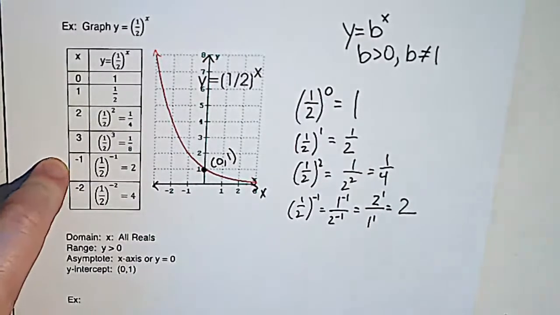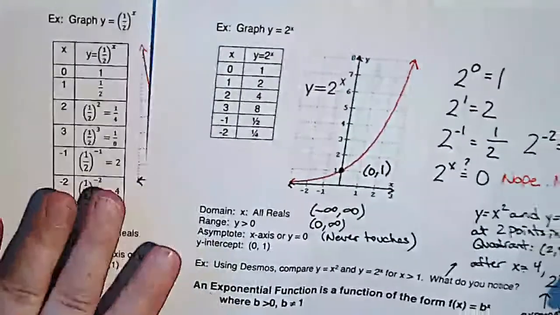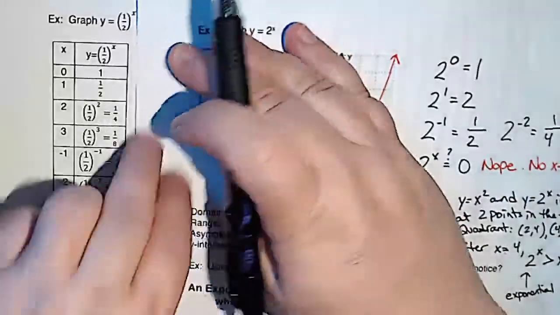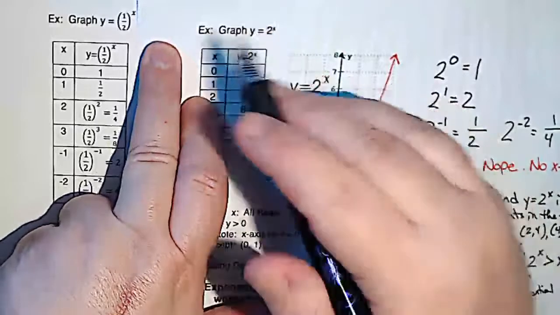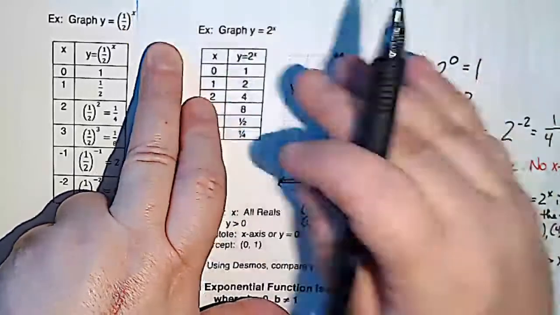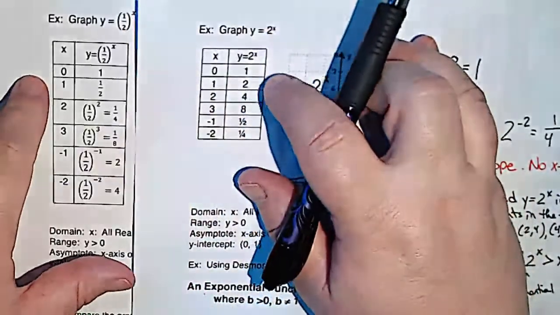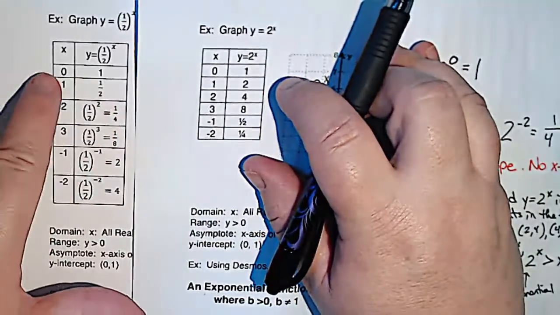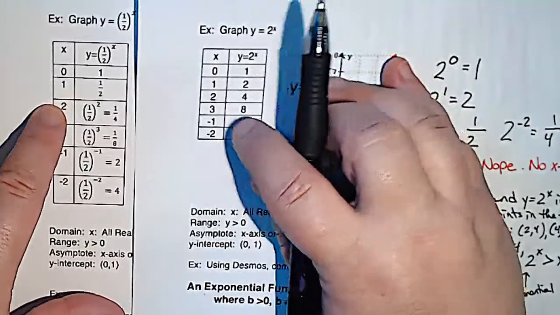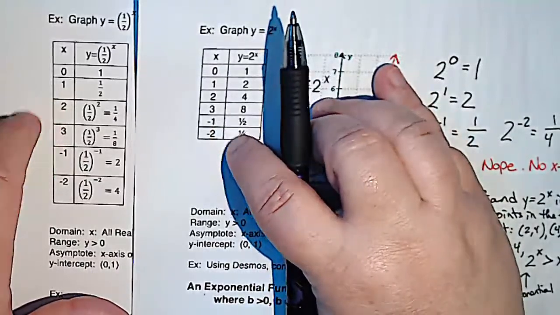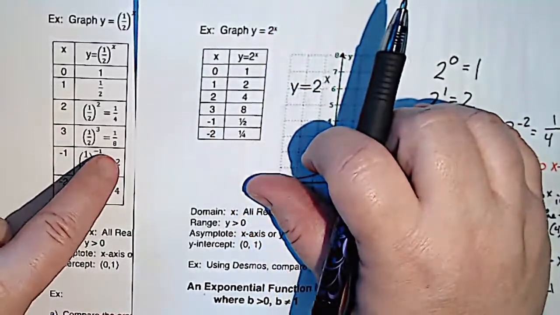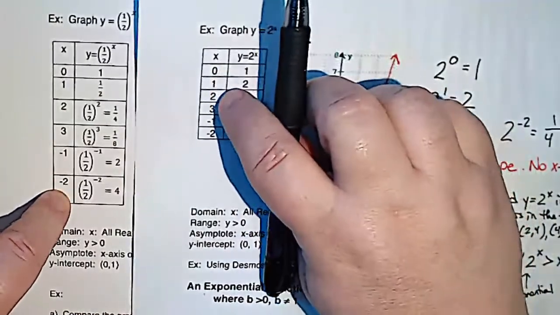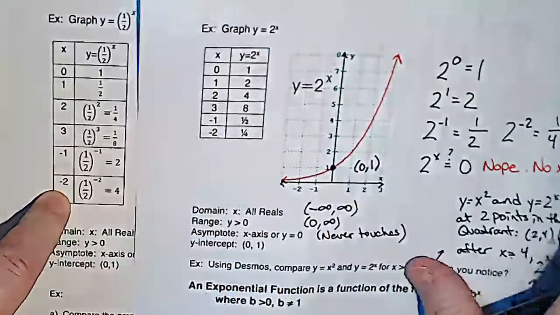So again, if you compare 2 to the x with 1/2 to the x, and you compare their values here, you'll see they move in opposite directions. This goes 1/2 and 1/4 for 1 and 2. This goes 1/2 and 1/4 for -1 and -2. This one goes 2 and 4 for -1 and -2. This is 2 and 4 for 1 and 2. So there's some interesting things happening there.